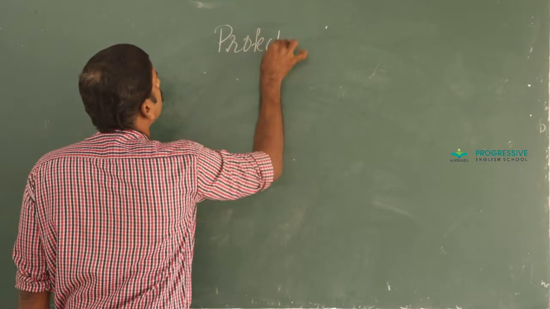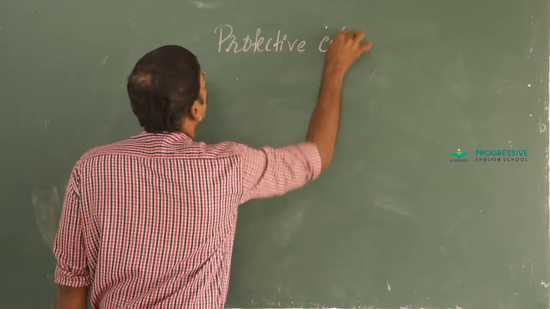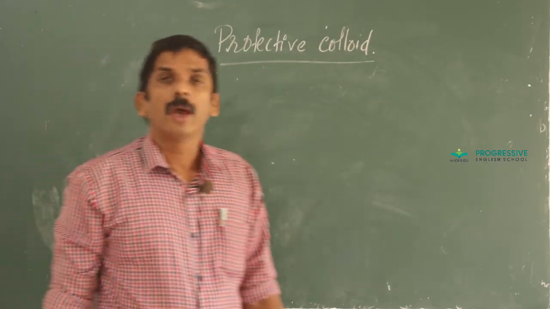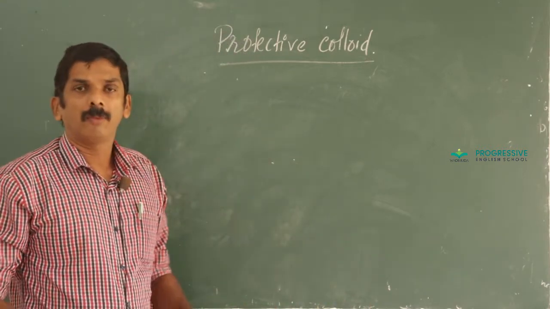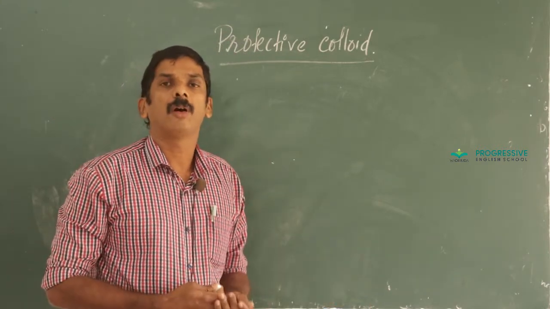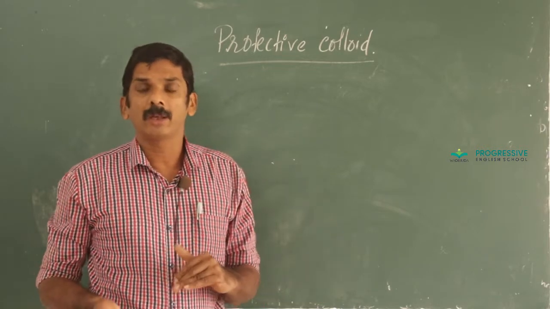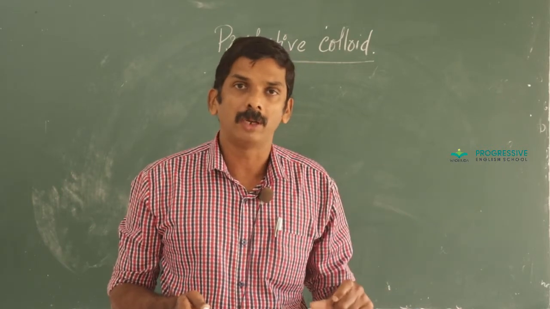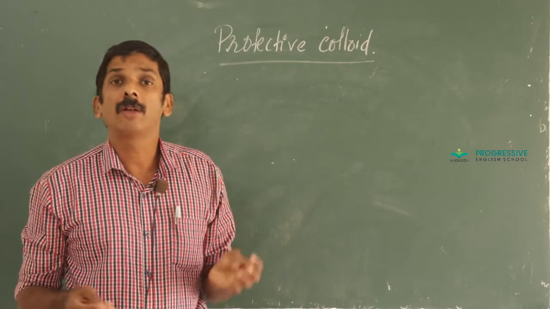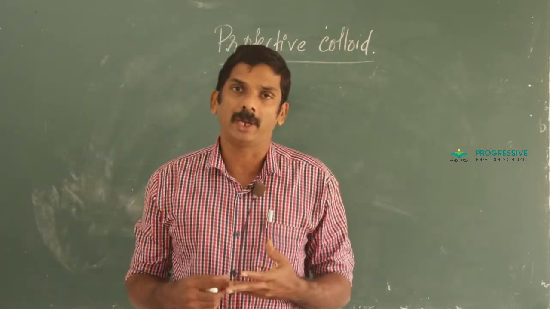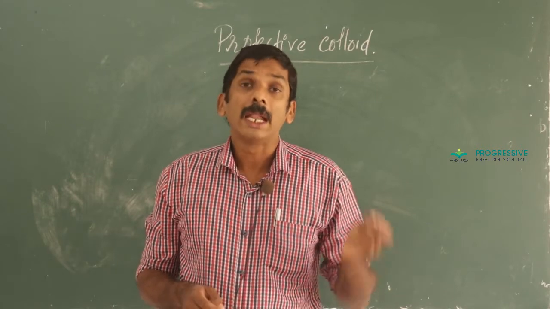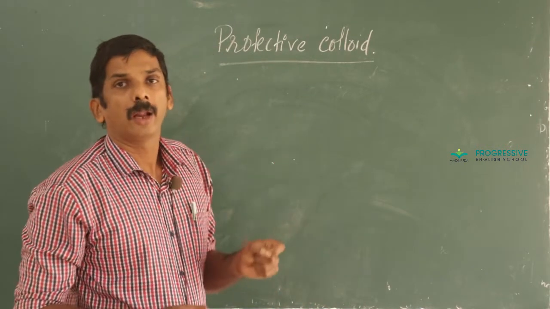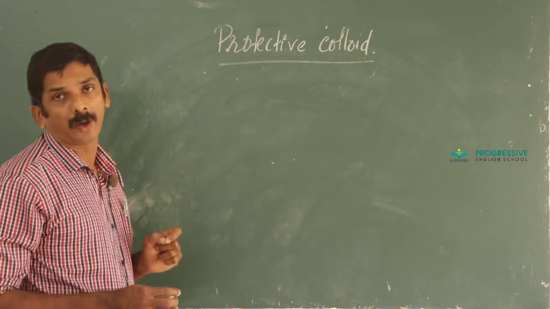Protective colloid. While we are differentiating colloids into lyophilic and lyophobic, the major difference is that lyophilic sol is stable, and due to the stability, they are not easily coagulated by adding a small amount of electrolyte. On the other hand, lyophobic sols are less stable and hence they easily undergo coagulation.